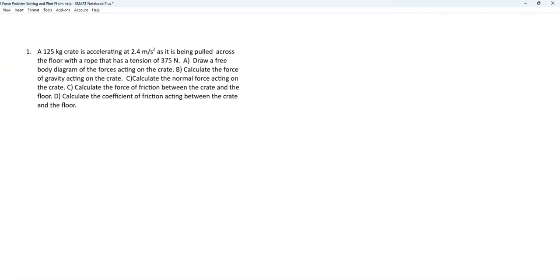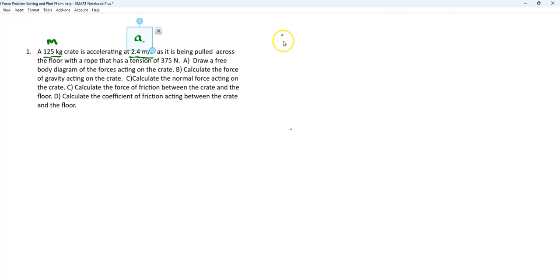All right, so we're going to go to problem number 2 here. Problem number 2 says a 125 kilogram crate, so we'll label as we go. That's the mass of the crate, is accelerating at 2.4 meters per second squared. So that's A.